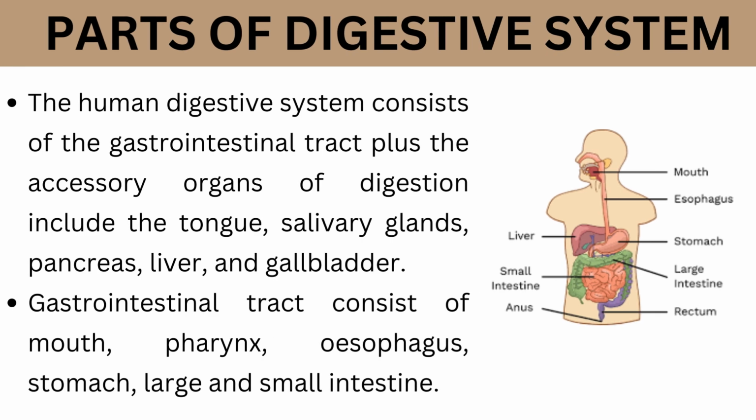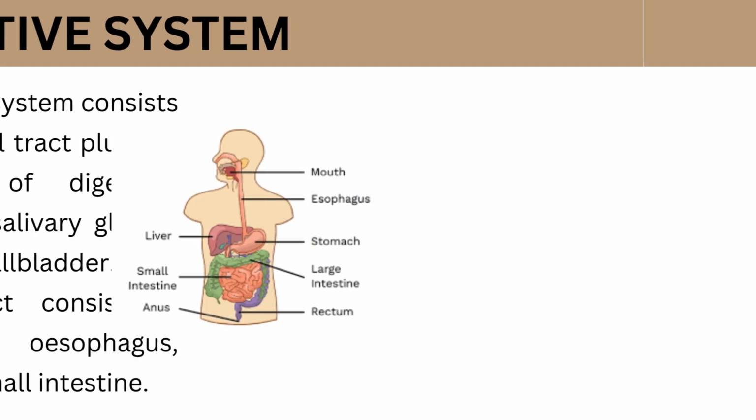Let's discuss the parts of the GIT system. The human digestive system consists of the gastrointestinal tract plus the accessory organs of digestion, including the tongue, salivary glands, pancreas, liver, and gallbladder. The gastrointestinal tract consists of the mouth, pharynx, esophagus, stomach, large and small intestine.